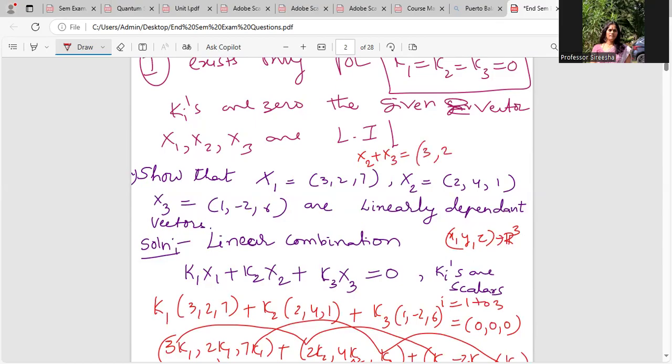4 minus 2 is 2. 1 plus 6 is 7. That's what I've got for x2 plus x3. Now, what is x1? Please see here. Is this not x1? 3, 2 and 7, is it not x1? Hence, they are dependent and the relationship is x1 is equal to x2 plus x3. That's how you will do it logically. As I have said, I will tell you how independence can also be logically checked, in the next video.